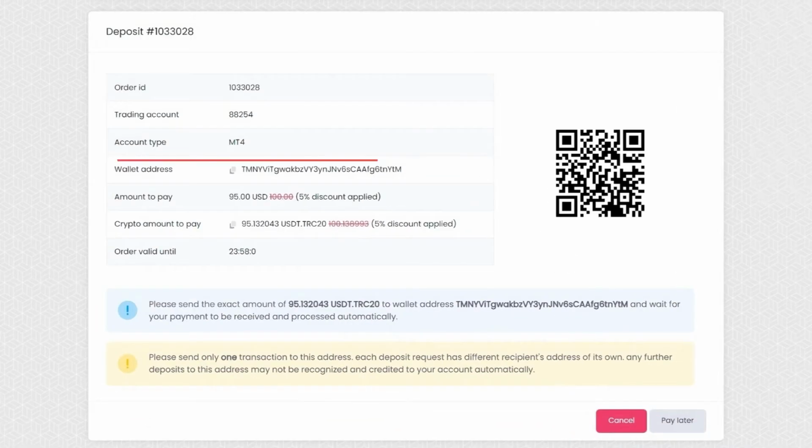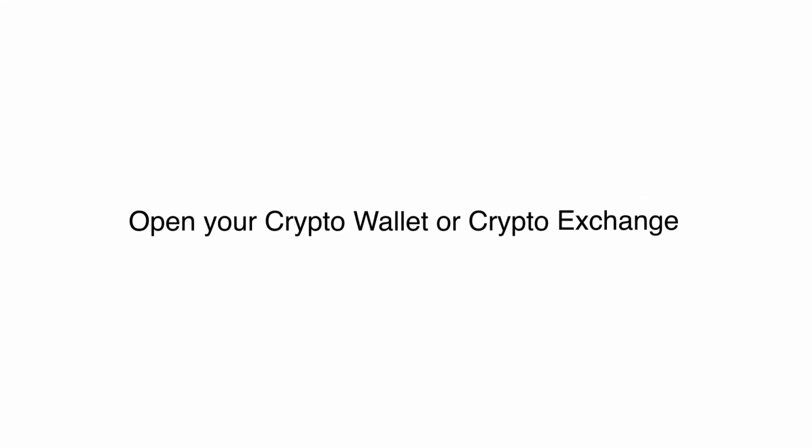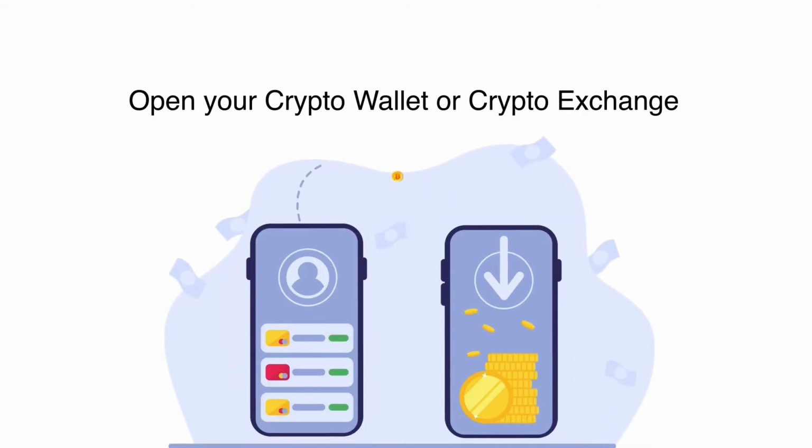You'll see a page displaying the crypto address to send your funds to. Double-check this address. It's crucial to make sure your deposit reaches us. Open your crypto wallet or crypto exchange. This is the second phase of making a deposit using cryptocurrency.